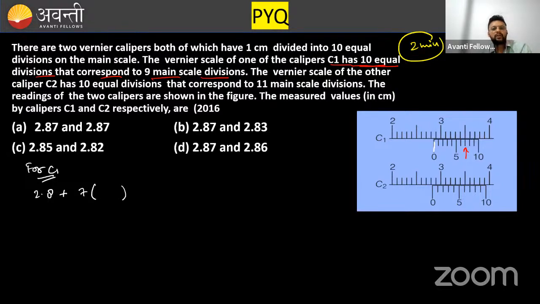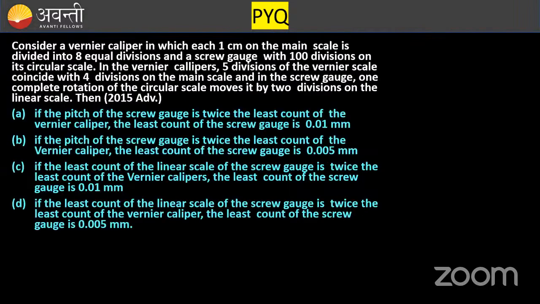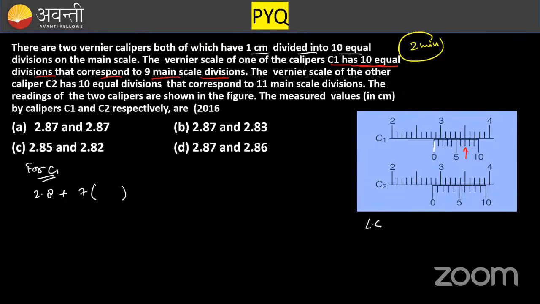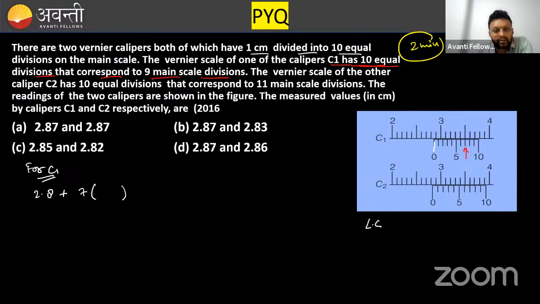What is the least count of the instrument? They are saying 1 centimeter is divided into 10 equal divisions. किसी ने least count calculate किया? Point 1 ही least count रहेगा. I think for this we have calculated already. Very good. 0.01. And there is no error. Can you find this? What is this going to be? 2.87. Okay, 2.87 is the reading of the first calipers, C1.